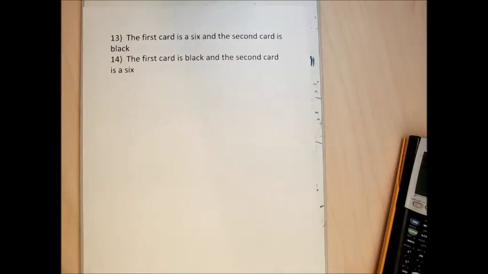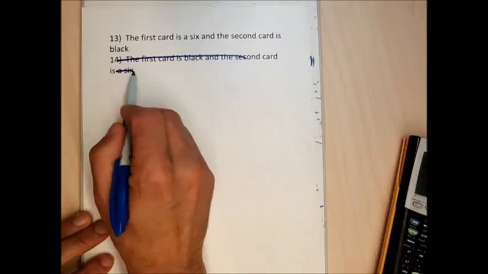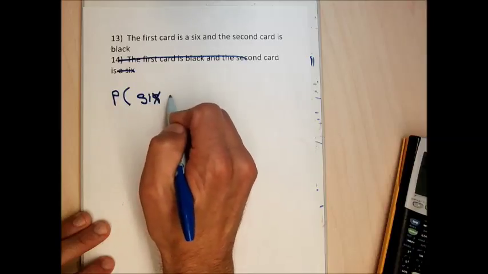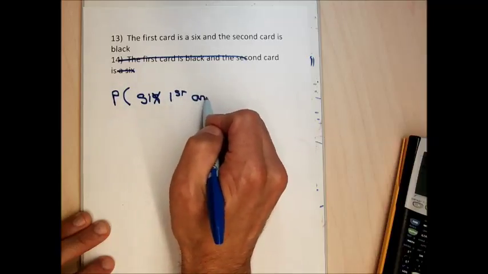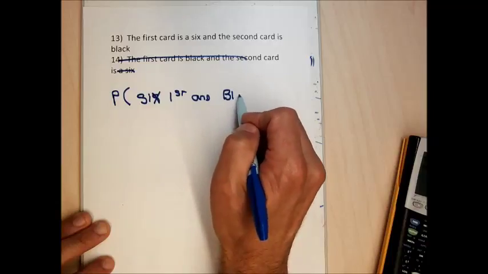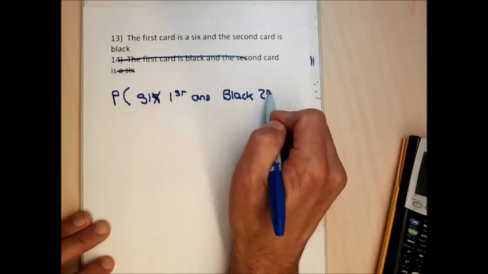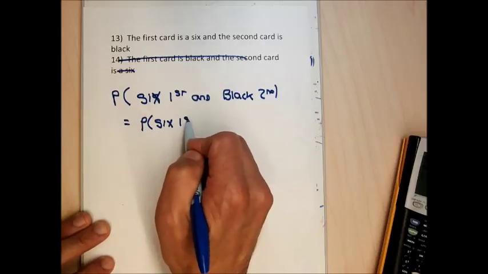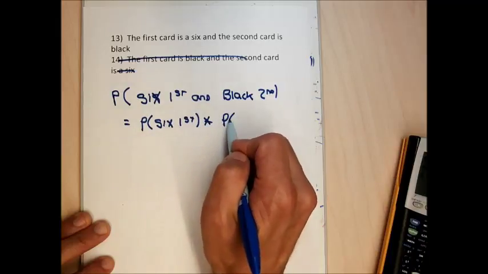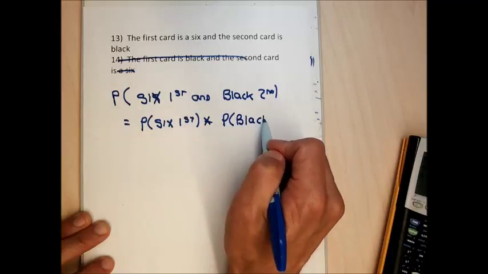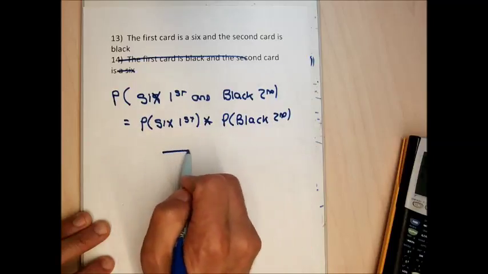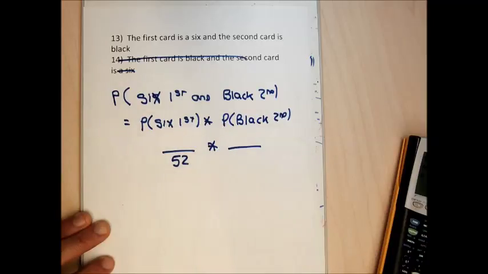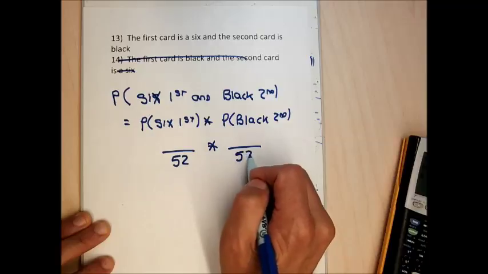So for 13 and 14, let me just do 13 with you. So 13 is the probability that we get a 6 for the first card and the second card is black. That can be found by doing the probability of getting a 6 first times the probability of getting a black second. Because I'm doing with replacement, I'm assuming that I get a 6 for the first card, I put it back in, and I try to get a black card for my second card.